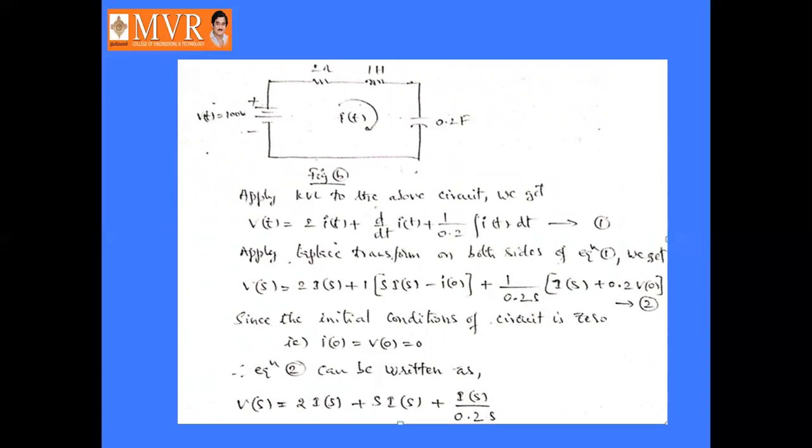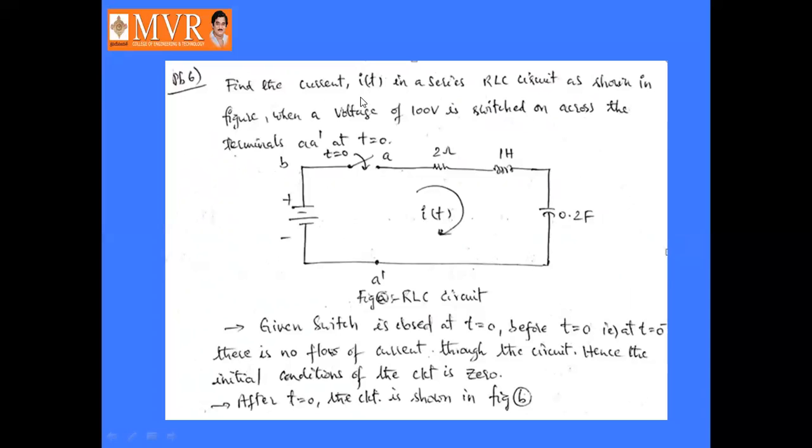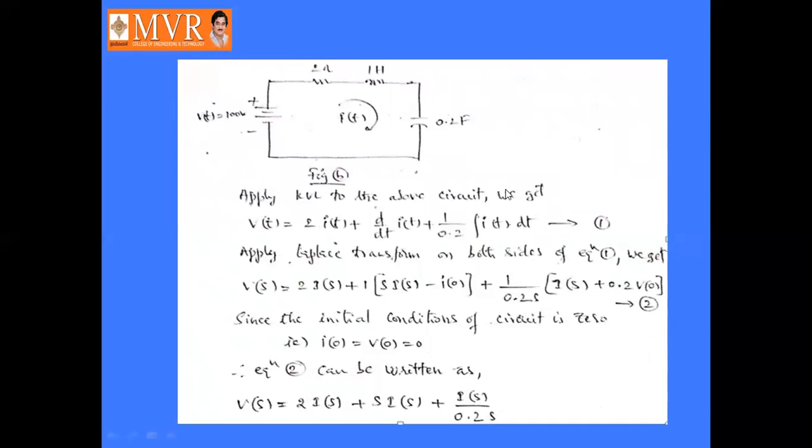So after t equal to 0, it is like this. V of t equal to 100 volts is applied. The switch is closed here after t equal to 0. A 2 ohm resistance is there, a 1 Henry inductance is there, and a 0.2 farad capacitor is there. So this is the circuit after t equal to 0.